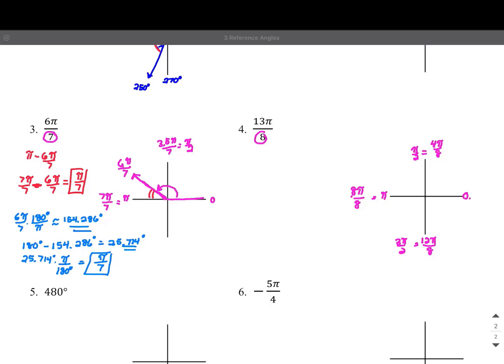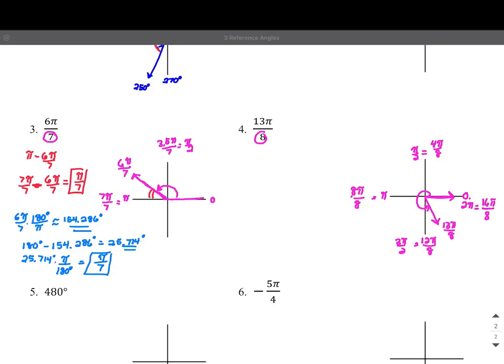We come back over here. All the way around is 2 pi. If our denominator is 8, 8 times 2 is 16, so this would be 16 pi over 8. So 13 pi over 8 is between the 12 pi over 8 and the 16 pi over 8. So the angle we want is in this fourth quadrant. So this is the angle for 13 pi over 8.